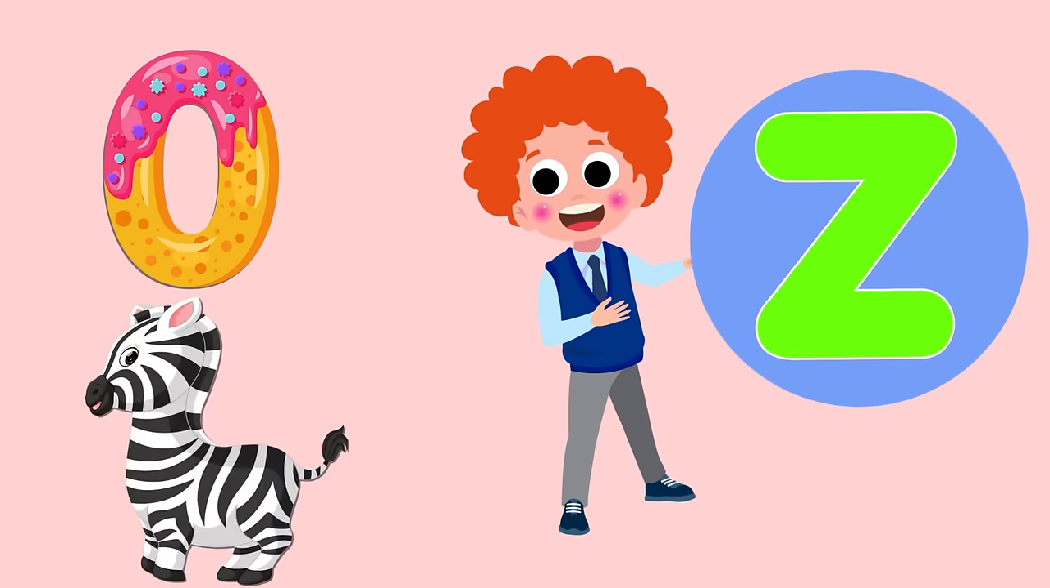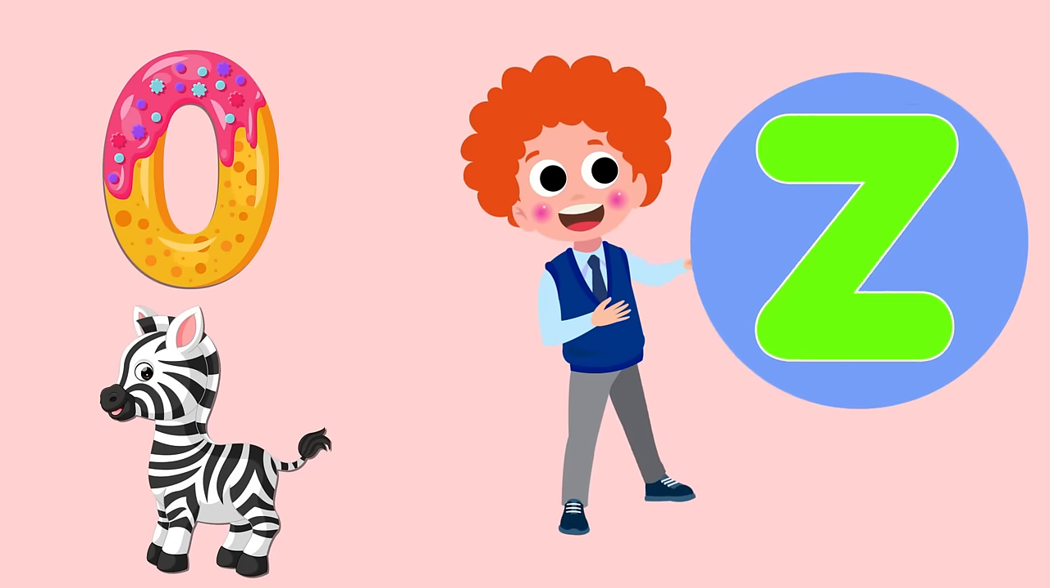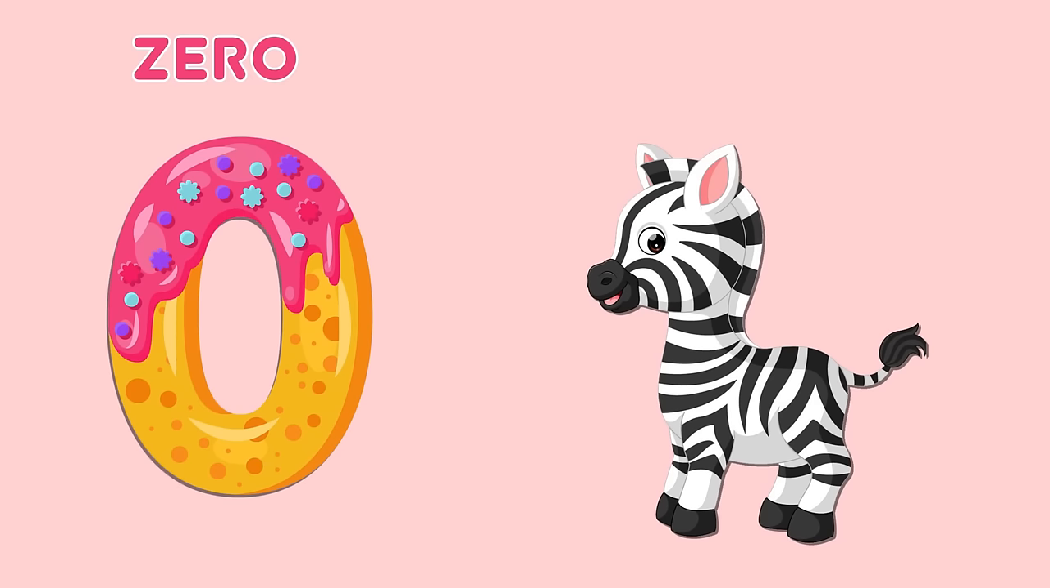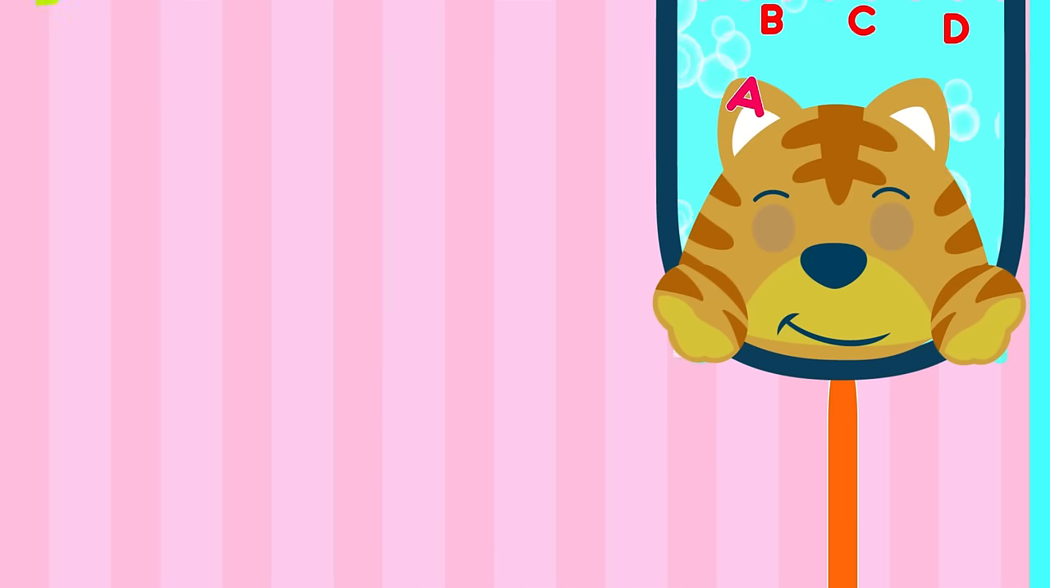Z is for zero, zero. Z is for zebra, zebra. Z is for zero. Z is for zebra.